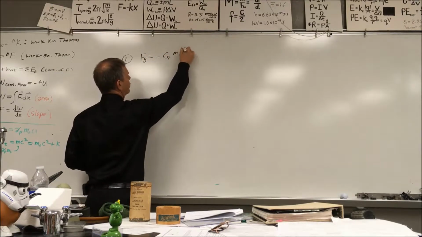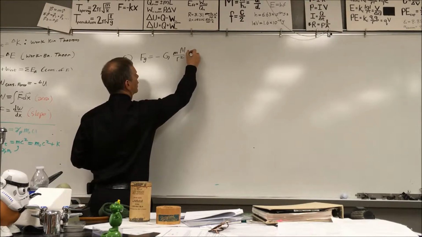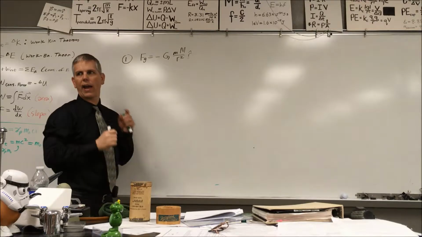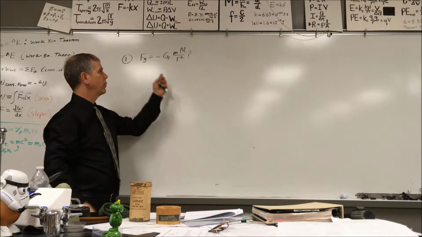I'm going to actually do it this way. And this is an r hat. Now, why is it a negative? If r hat points away from the planet, the force of gravity points inward. So that's why the negative.